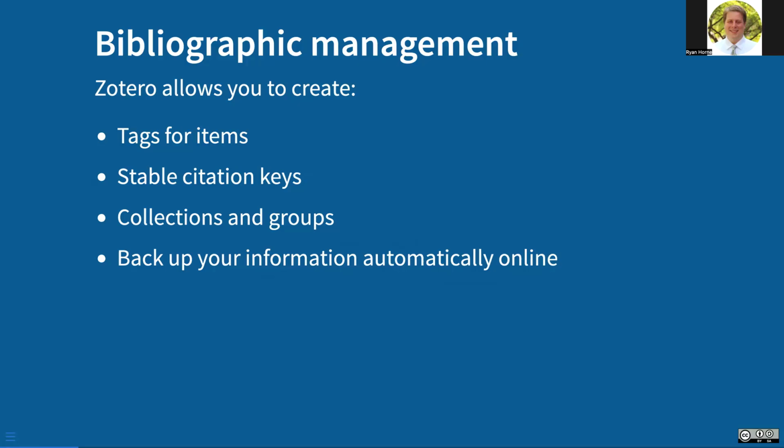Zotero allows you to make these stable citation keys, identifiers for your work and your sources, so that you can use those across, again, different platforms and different programs. It also allows you to create collections and groups so you can organize your materials, and allows you to back your stuff up online. So if you have not created a Zotero account, I really recommend that you go to zotero.org, create an account, and then go back to your desktop application and log in. It'll update all of your information automatically for free, and you can access it anywhere that you want.